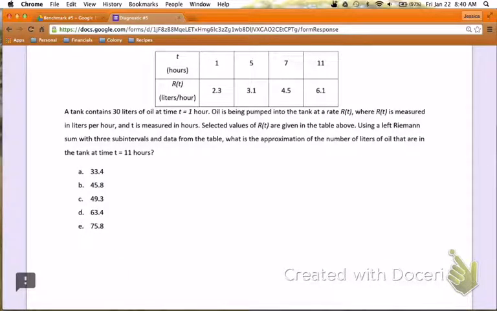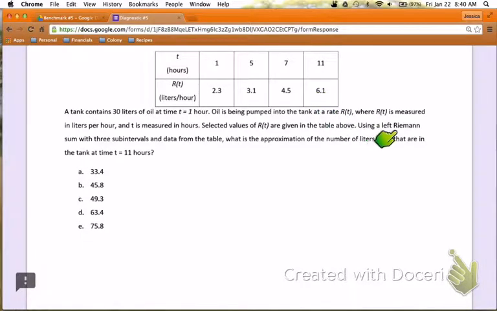All right, let's start reading this question. It says a tank contains 30 liters of oil at time t equals 1 hour. Oil is being pumped into the tank at a rate R of t. So that shows you here, this is R of t, where R of t is measured in liters per hour, and t is measured in hours. Selected values of R of t are given in the table above.